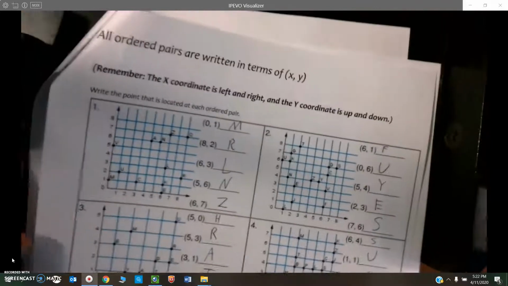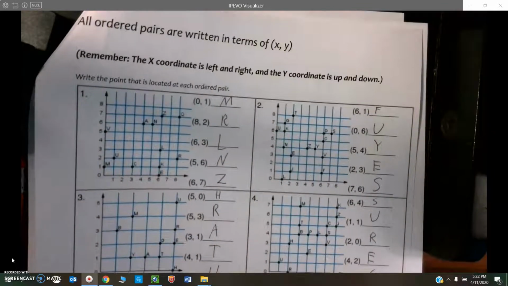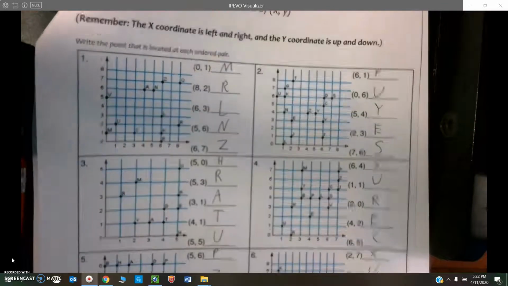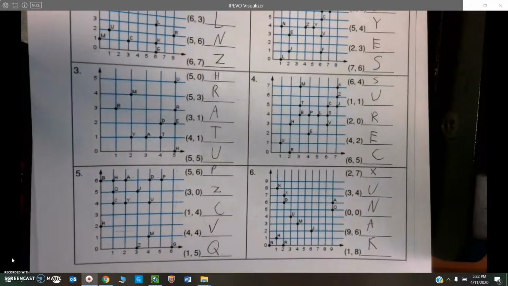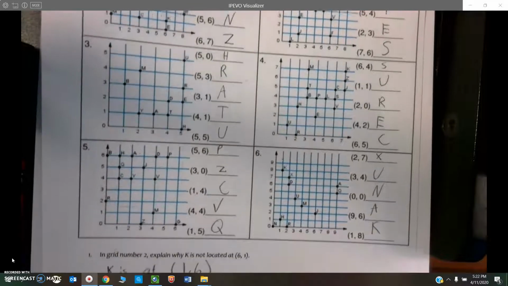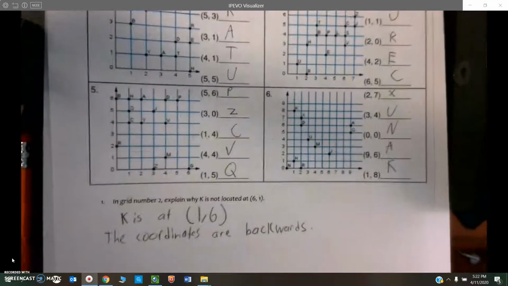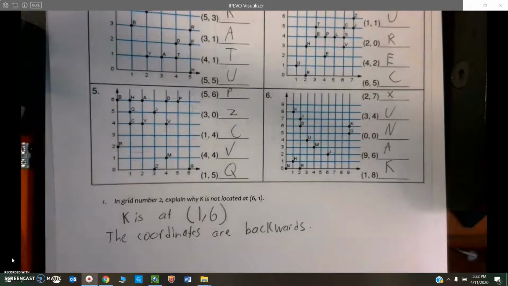So once again, I'm not going to go over each and every one of these. I'm just going to scroll down. You can pause the video to check your work at any point. And the answer down below, the coordinates were written backwards, which is why 6-1 was not correct.